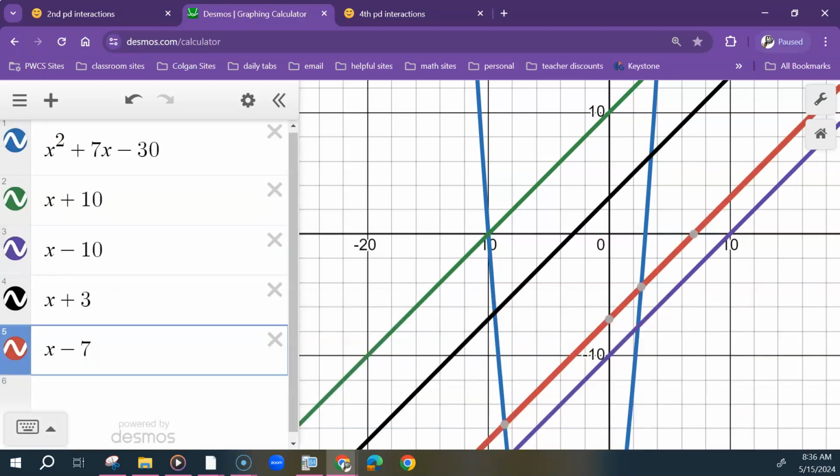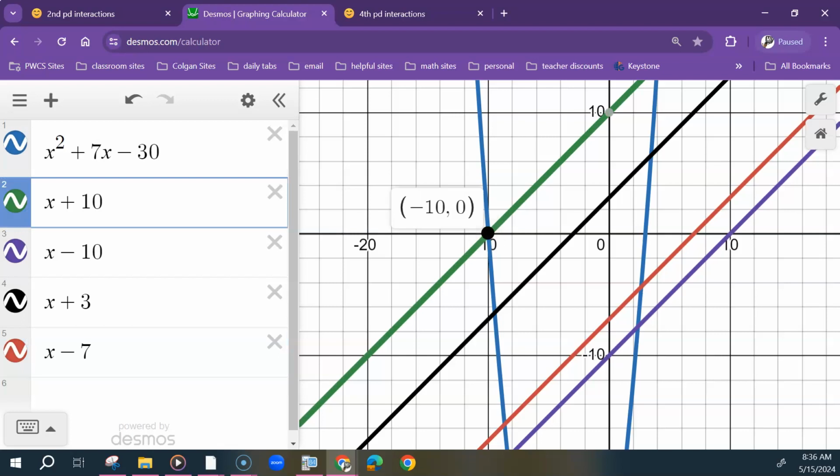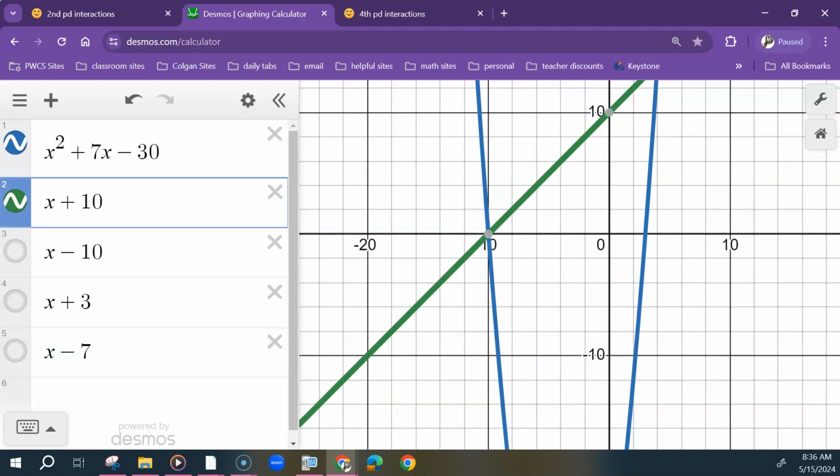And it's asking which is a factor. So if you were using Desmos, whichever line goes through the parabola, the quadratic, the original, at the x-axis is the factor. So even if it wasn't multiple choice, if you factored this, you could put in your factors and see, do your factors cross the quadratic at the x-axis?